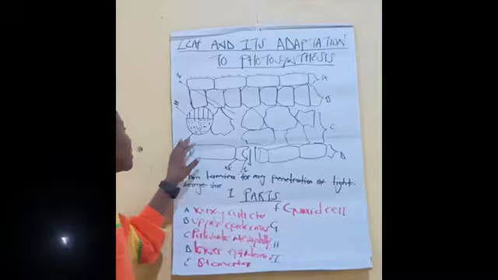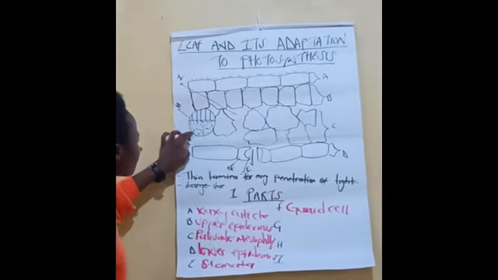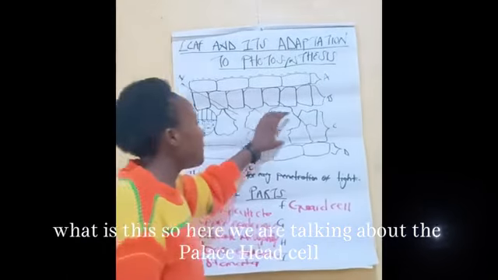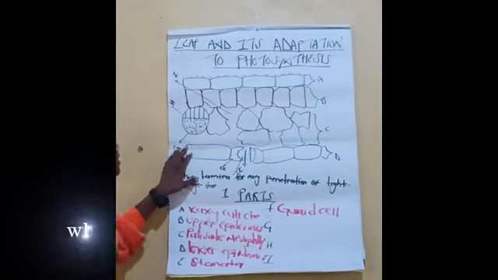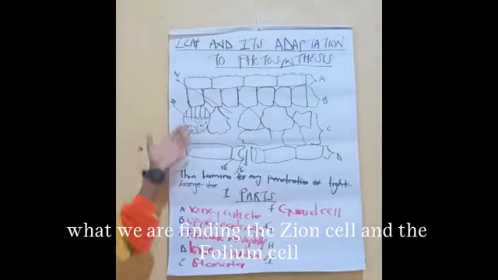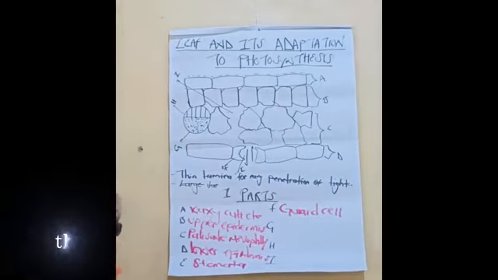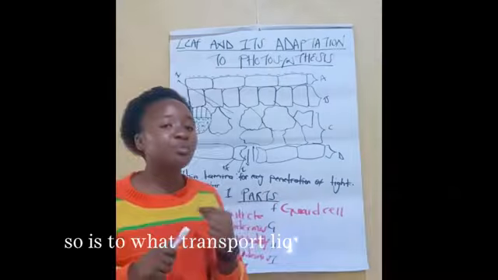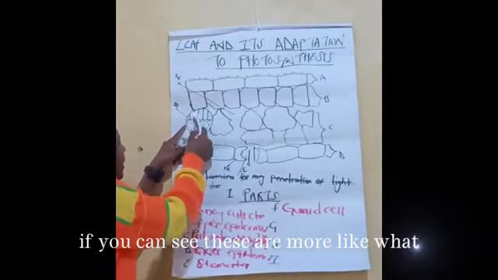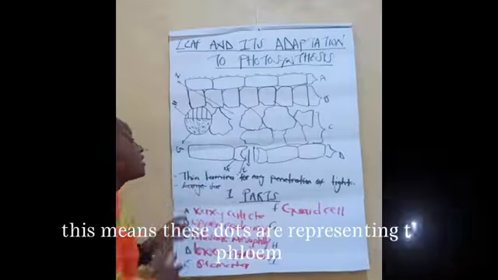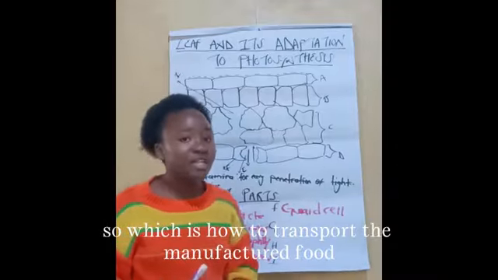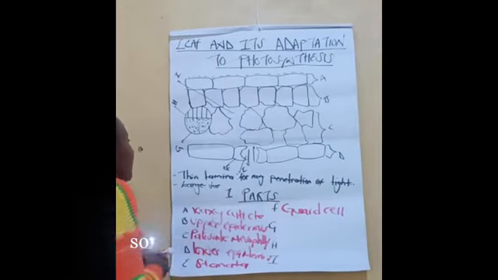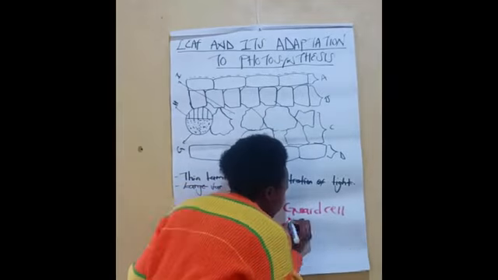We come to G, which is this G. As you are able to see this thing, you should be able to identify these dots and these lines. Here we're talking about the palisade cell. We're actually able to find the xylem cell and the phloem cell. So be able to identify which one is the xylem cell. Think first of the functions. H will be the xylem cell. The function of the xylem cell is to transport water. If you can see, these are more like pipes. Then these dots represent the phloem cell, which is there to transport the manufactured food, for instance sucrose, amino acids, and everything like that. So here, G is a phloem cell.